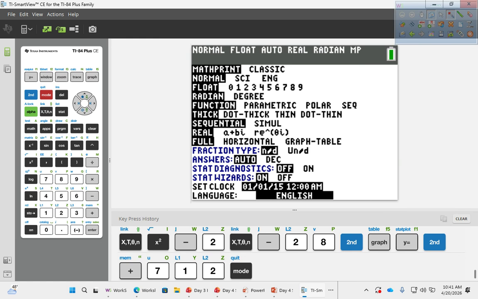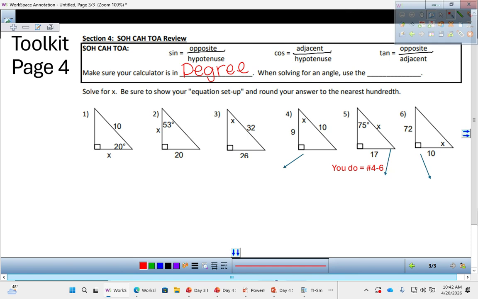So you hit mode and then you'll see my screen's flashing. The fourth line down is radian and degree. In this unit, eventually, we're going to be switching back and forth between those two modes. So sometimes it'll be in degree mode and sometimes it'll be in radian. But for this particular section, we're going to be in degree mode for everything. So I need my darkened part of my calculator to be over degree. So I scroll down and hit enter so that degree is the one that's highlighted. All right. So again, in order to do any of the SOHCAHTOA stuff, you need to be in degree mode in your calculator.